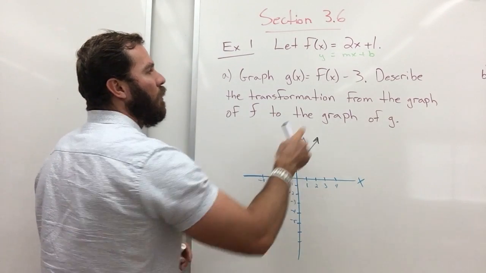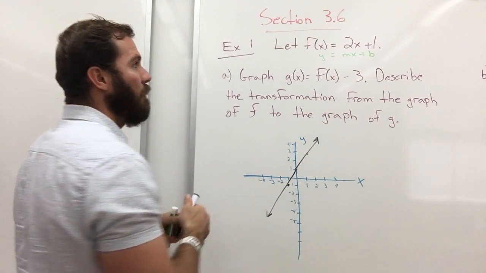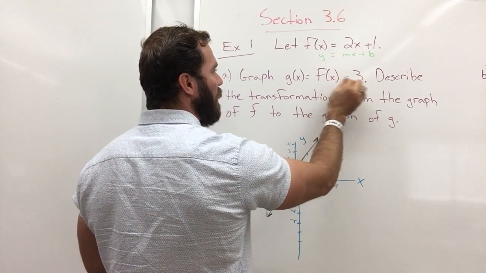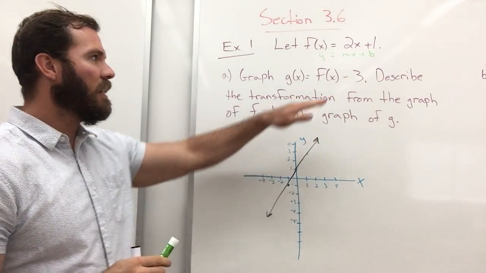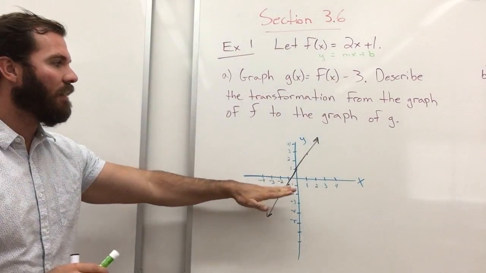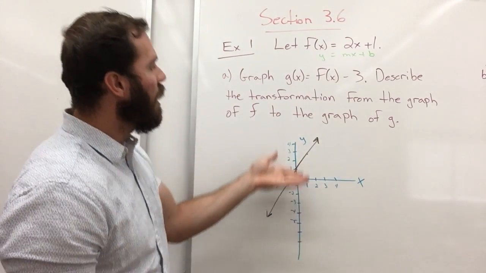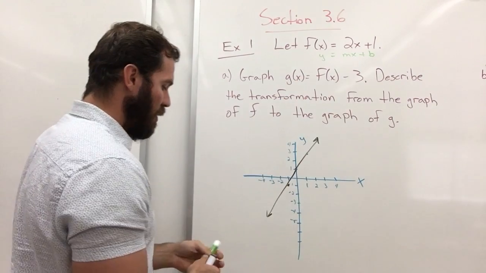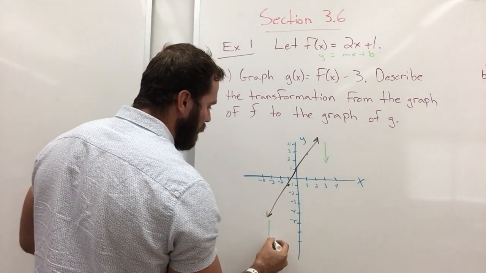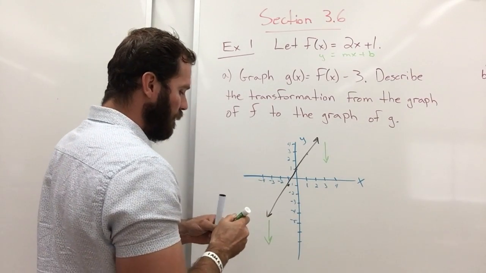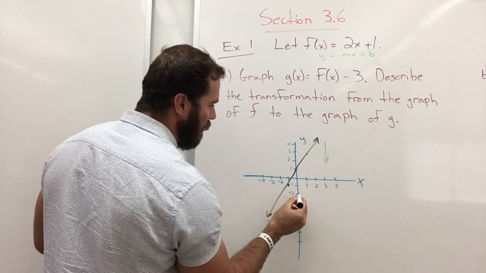Now, they are subtracting 3 from that function. And because this is not inside the parentheses, it's outside the parentheses, that minus 3 means that this graph is going to shift downward. If it was plus 3, it would go up, but it's negative. So because it's negative, we're going to go down 3 units. 1, 2, 3.